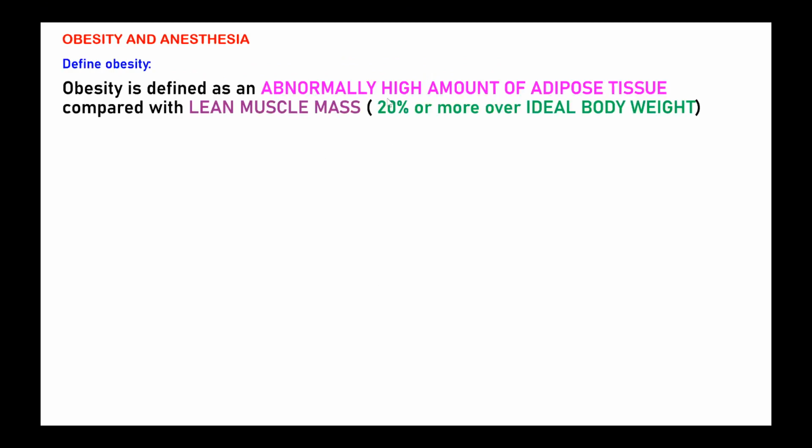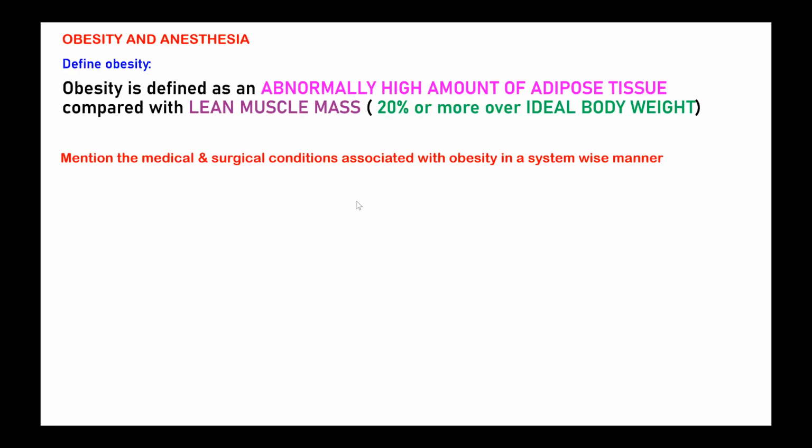Sir, also we can say that... So the definition of obesity is body weight with an abnormally high amount of adipose tissue compared to the lean muscle mass, 20% or more of ideal body weight. Okay, so this is the definition. Definition means abnormally high amount of adipose tissue deposition compared to lean muscle mass.